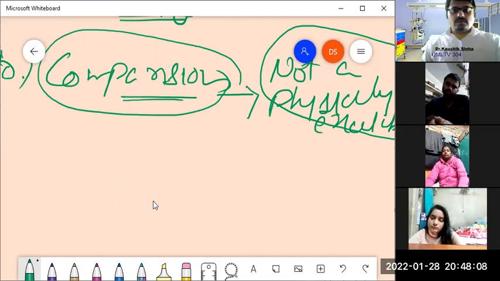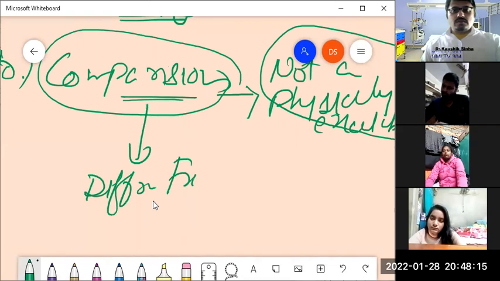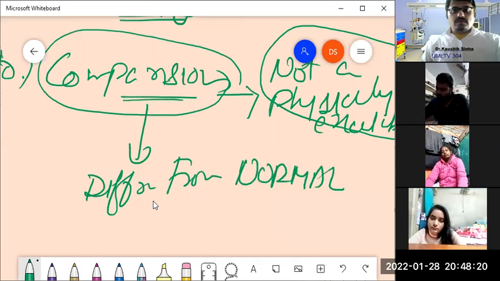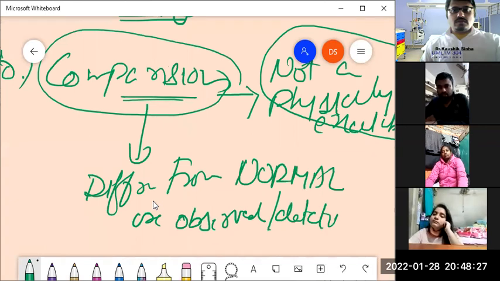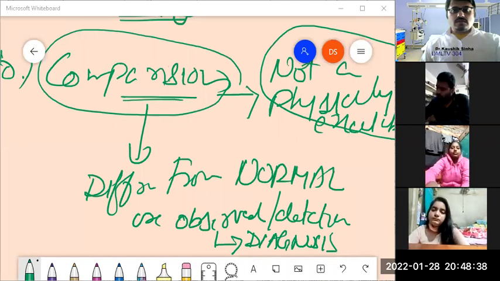So if on a comparison, differences from normal are observed or detected, that leads us to the diagnosis. Is the concept now clear? What leads to the diagnosis?